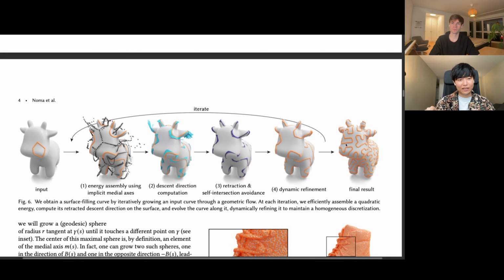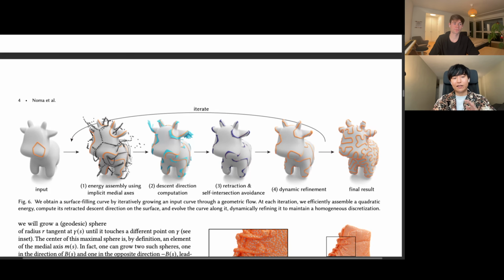Okay, so you first assemble the energy function that's maybe illustrated in one. Yeah, so energy assembling using implicit medial axes, and then given that energy function, you compute the gradient direction of that energy, which is indicated in blue in here. And then, given those gradient directions, if you move all the nodes towards this gradient direction, then there is a possibility that your node is no longer on the surface anymore. So you need to project it back onto the surface, and that's what we're doing in the retraction and self-intersection avoidance thing.